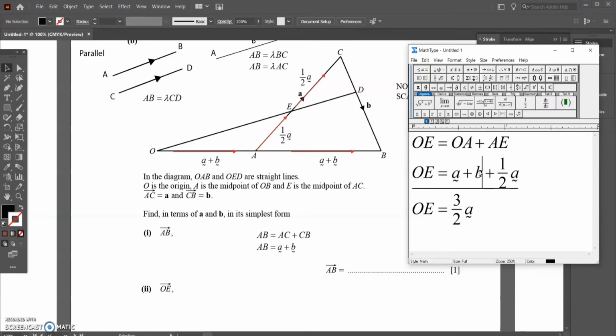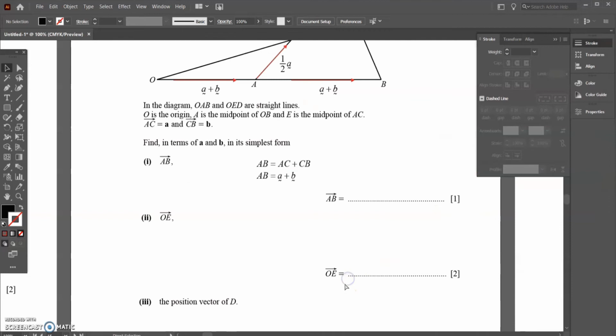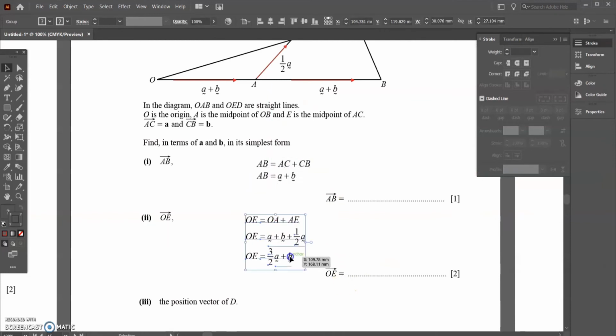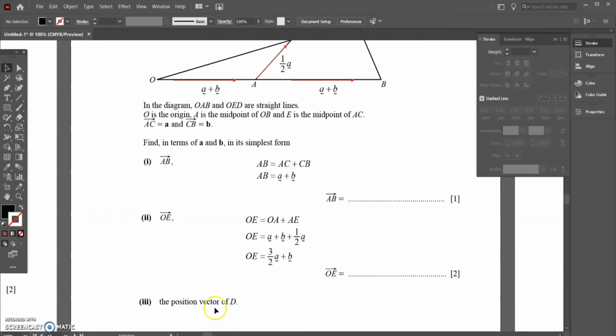Plus B. You know what I'm talking about, right? Don't use the wrong curve for the vector. So A plus B, that's the OE. Now, next one, they want to find the position vector of D.